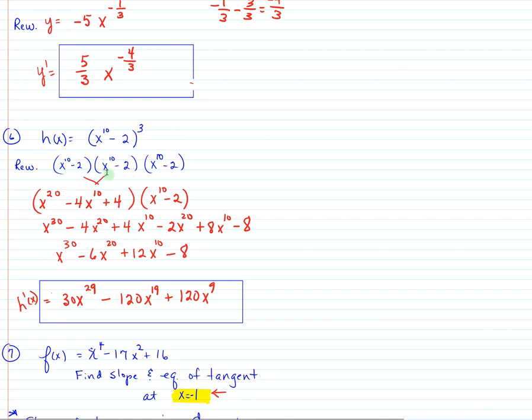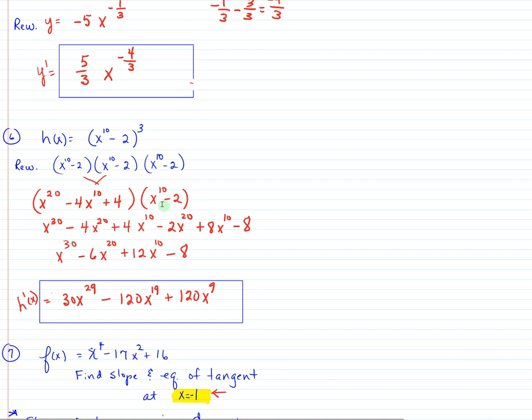So x to the 10th times x to the 10th gives you x to the 20th. Then you have minus 2x to the 10th minus 2x to the 10th. So that's a minus 4x to the 10th. And then -2 times -2 gives you 4. So now I've got this thing times another one of those. I'm going to multiply x to the 10th times all of this. So I get x to the 30th. Remember, you add exponents when the bases are the same. Minus 4x to the 20th plus 4x to the 10th.